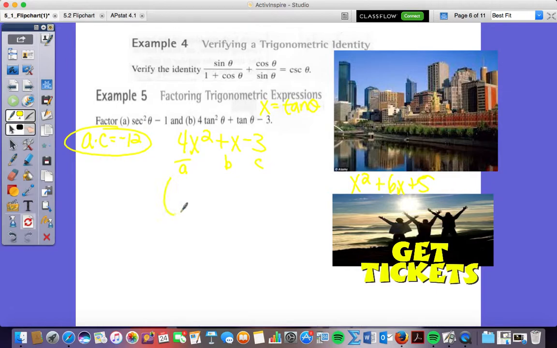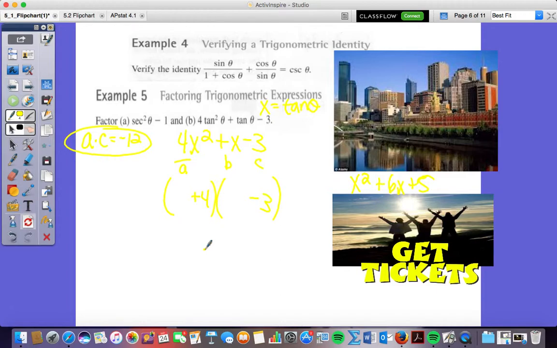So then when I factor, I set it up and say what two values multiply to equal my A times C, or negative 12, but add to be equal to 1. And you would tell me that it's what? Negative 4 and positive 3. Just flip the signs, I think you've got it. So positive 4, negative 3. Good.